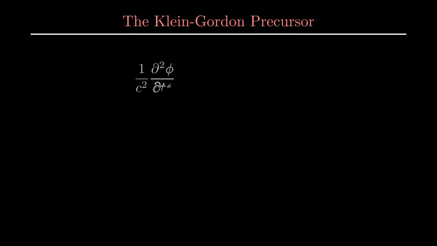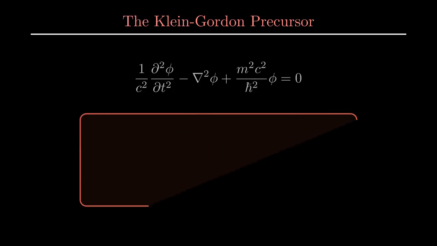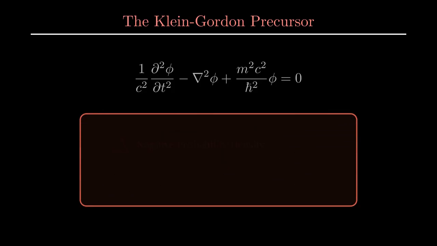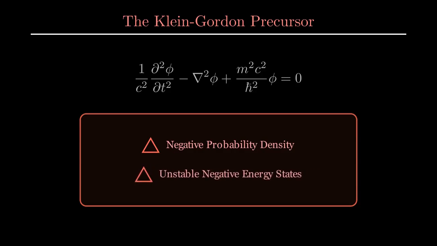Before Dirac, physicists attempted to combine relativity and quantum mechanics with the Klein-Gordon equation. While relativistic, it suffered from crucial flaws. It predicted negative probability densities and perplexing negative energy solutions without clear physical interpretation. These inconsistencies suggested an incomplete picture of relativistic quantum particles.